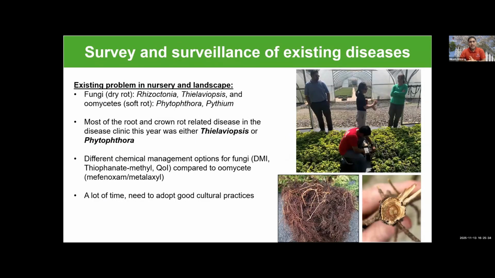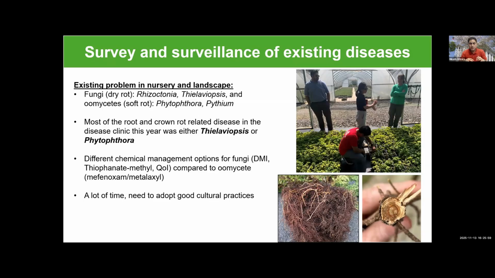The next important aspect I want to undertake is doing the survey and surveillance of existing diseases. When I say existing diseases, as I already mentioned, we have a big problem of root and crown diseases, and it could be due to fungi that cause dry rot like Rhizoctonia and Thielaviopsis, or it could be oomycetes like Pythium and Phytophthora. And it's a big problem. That's why I'm repeating this again.